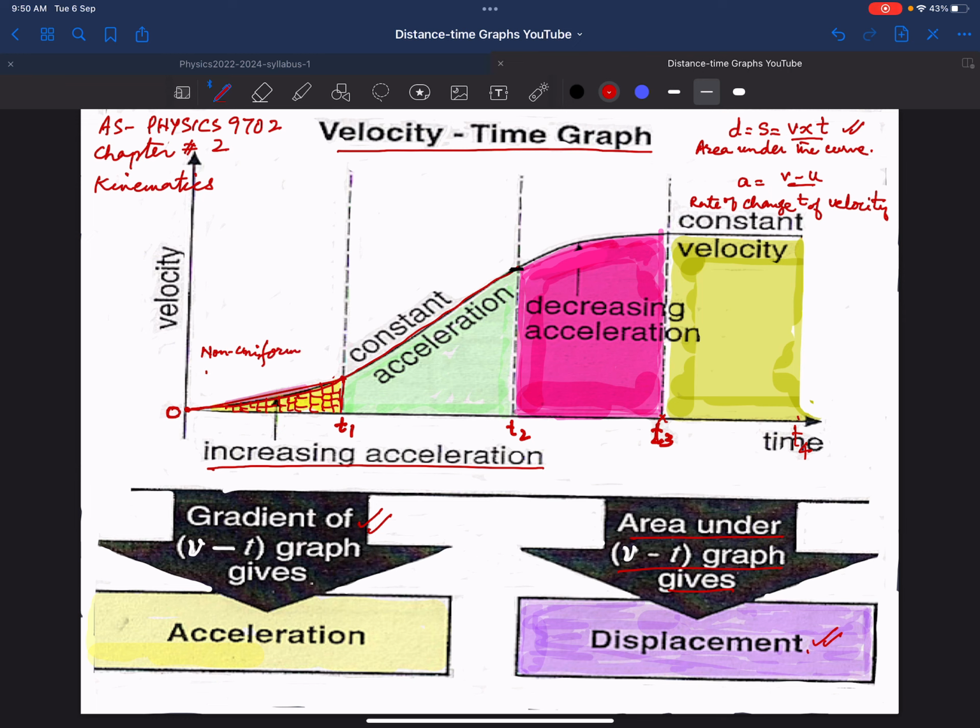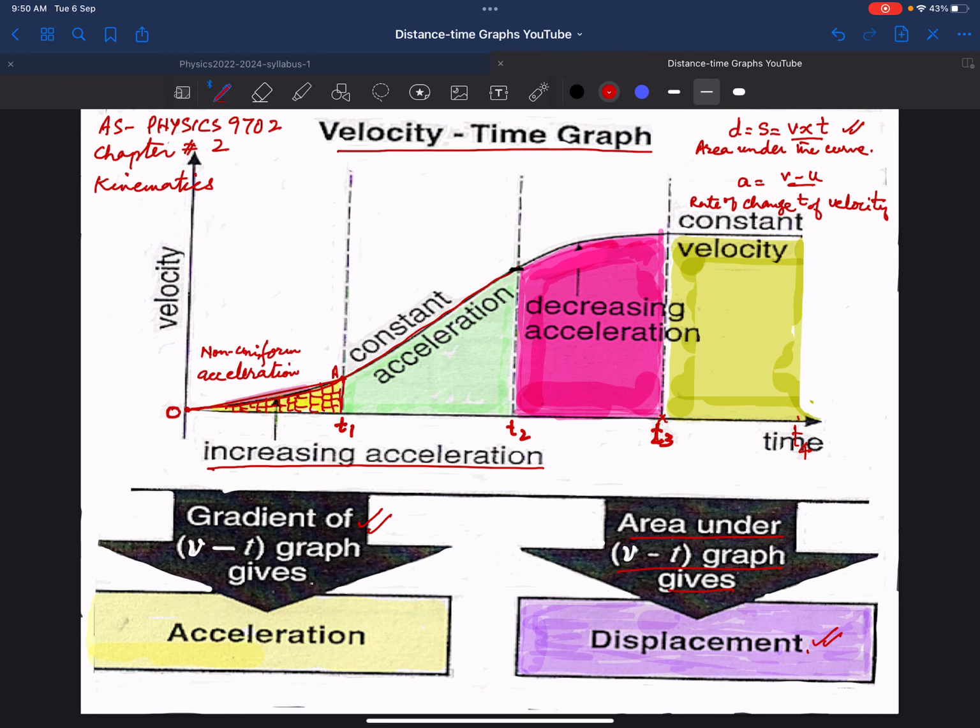Non-uniform acceleration. Remember this point, that whenever a body starts moving, initially the acceleration will not be constant, or the velocity will not be constant. So slowly and gradually, first the acceleration will increase, suppose up to point A, and up to time t1. So here you have the situation of increasing acceleration, that is, non-uniform acceleration.